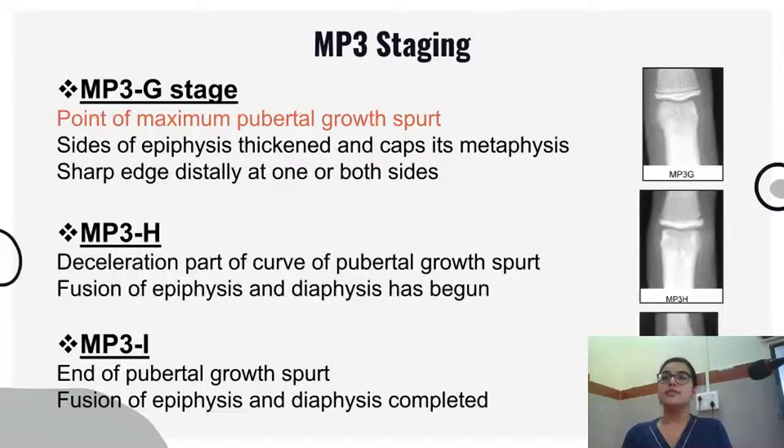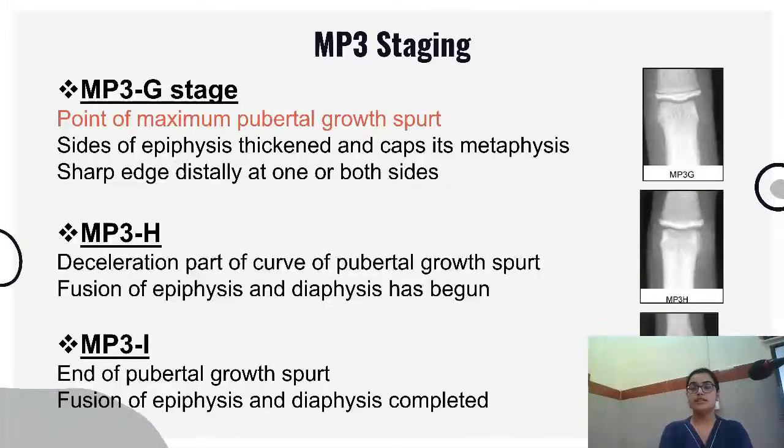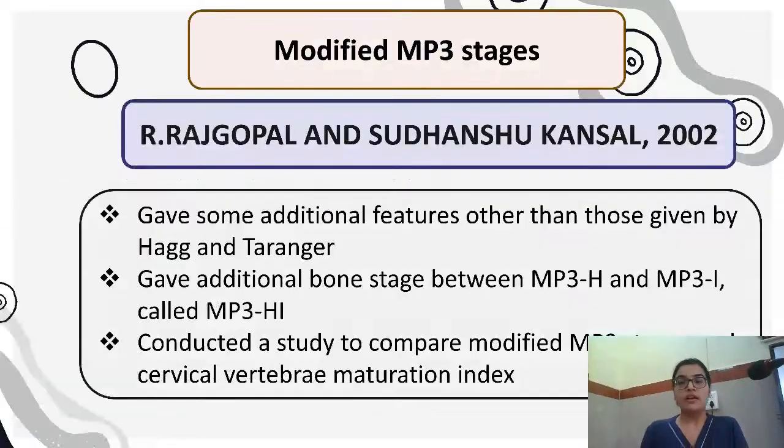MP3G stage is the point of peak pubertal growth spurt. In this stage, the sides of the epiphysis are thickened and it caps its metaphysis, and sharp edges distally at one or both sides can be seen. In MP3H stage, it marks the deceleration part of the pubertal growth spurt, and fusion of epiphysis and diaphysis has begun. And in MP3I stage, the end of the pubertal growth spurt, the fusion of epiphysis and diaphysis is completed. So in the year 2002, Rajagopal et al.